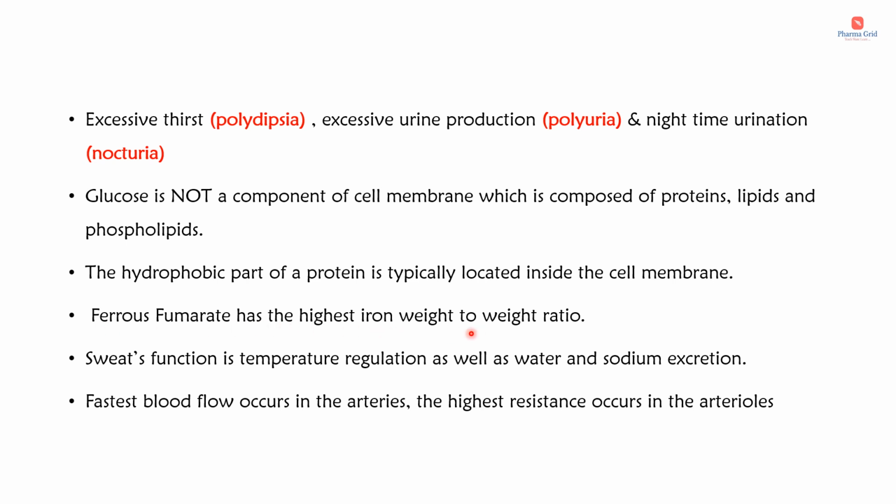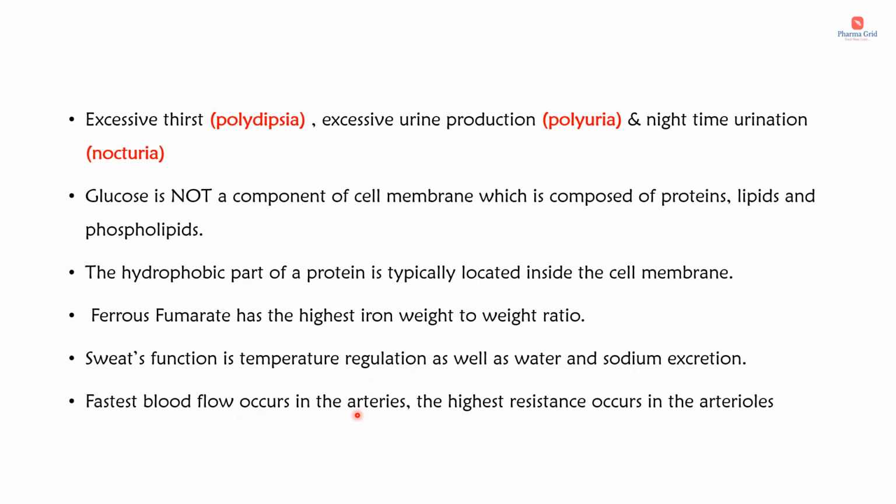Ferrous fumarate has the highest elemental iron concentration by weight among the most common oral iron salts used to treat iron deficiency anemia. Ferrous fumarate contains 33% elemental iron by weight, ferrous sulfate contains 20% elemental iron by weight, and ferrous gluconate contains approximately 12% elemental iron by weight. Sweat's function is temperature regulation as well as water and sodium excretion.